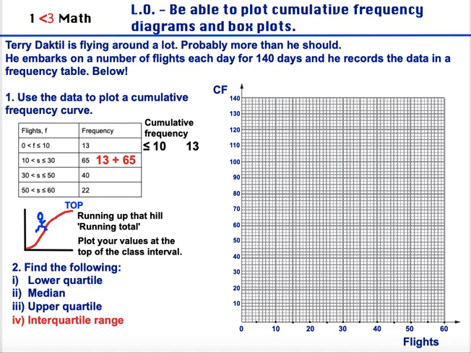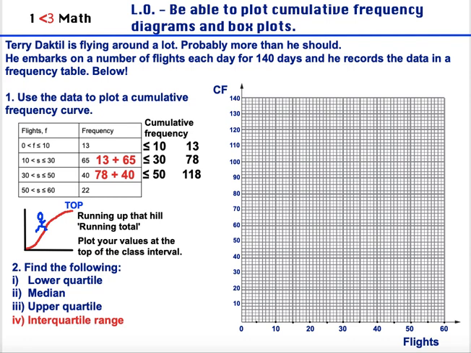Now, up to 30 flights, Pterodactyl took up to 30 flights on a total of 78 days. And what we've done there is we've done 13, add 65 to get 78. Now, up to 50 flights, the cumulative frequency is going to be 78 plus 40. So we keep adding it on. It's a running total. And the cumulative frequency up to and including 50 is 118.